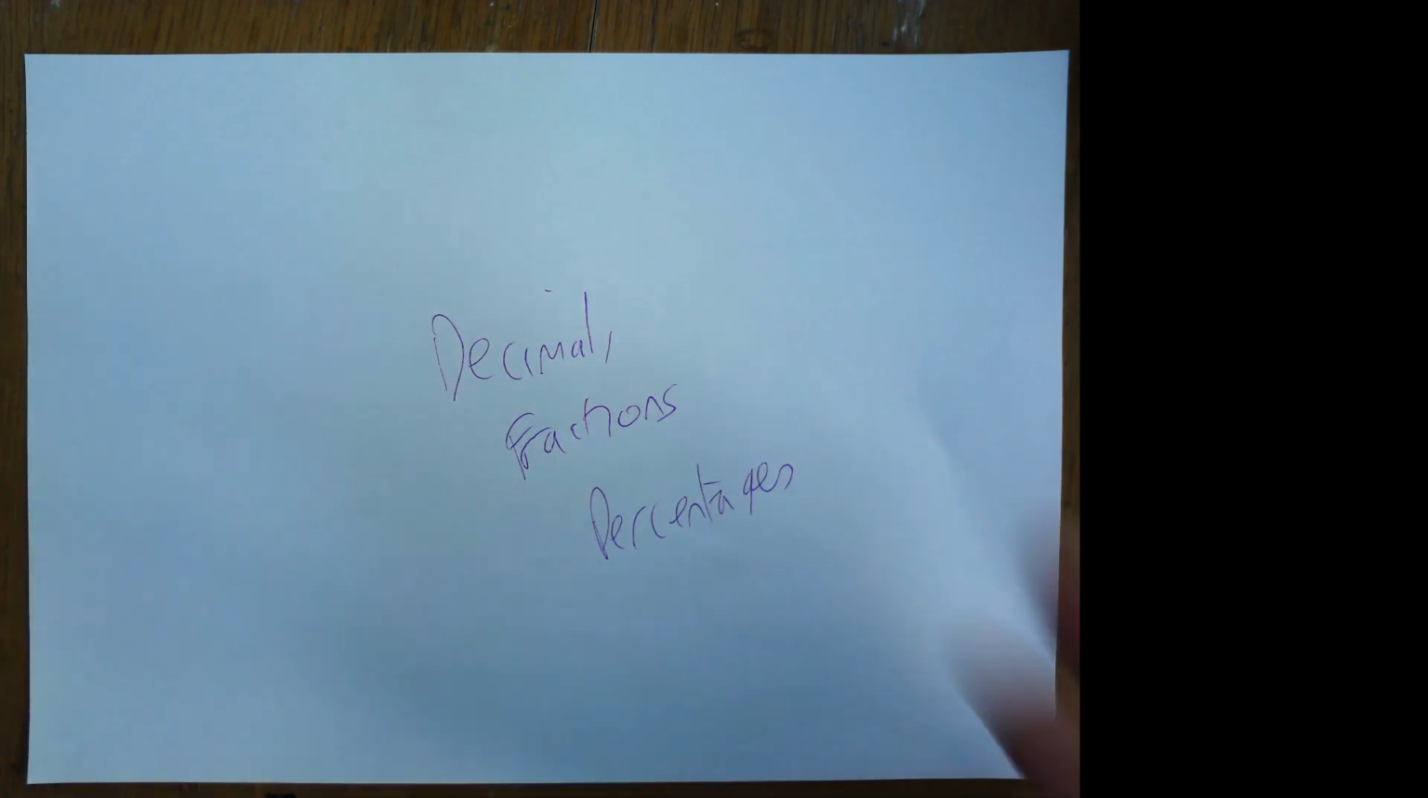So this is about decimals, fractions and percentages. Basically it's about ordering things in a way that makes sense. There's a number of processes that you need to follow with this. The first thing I think you need to do is to make sure you've got a calculator with you.